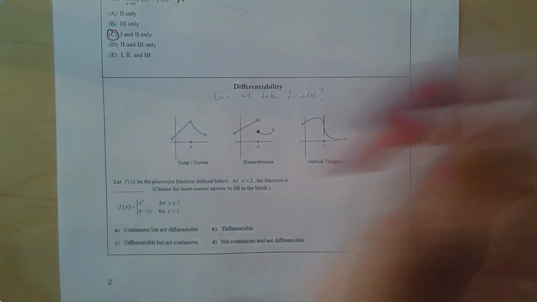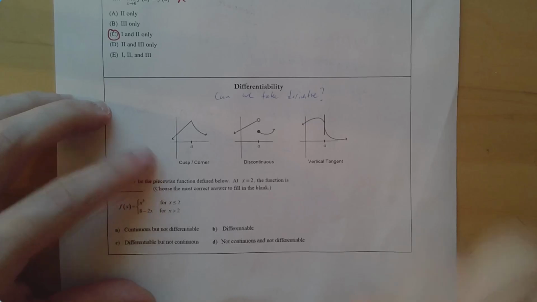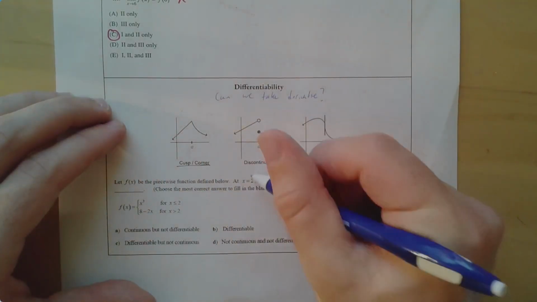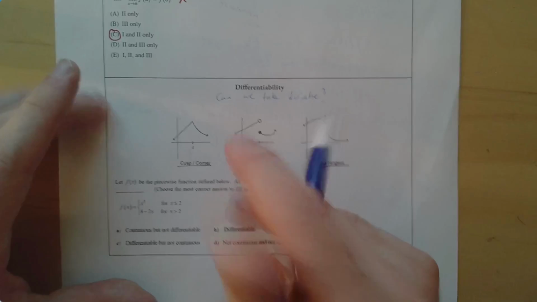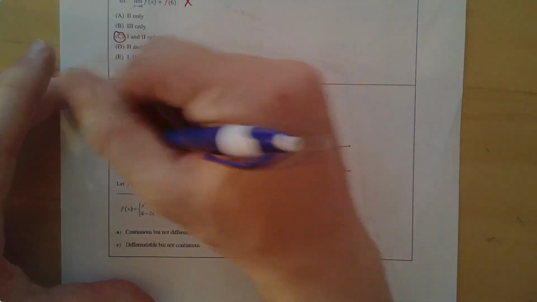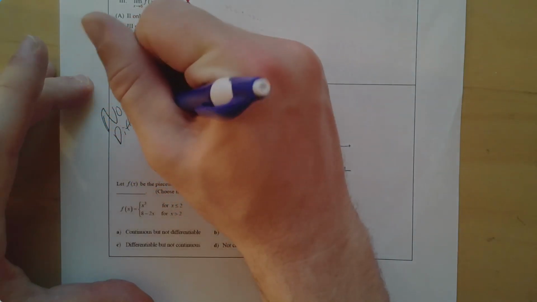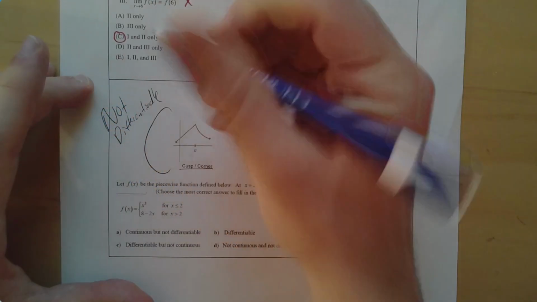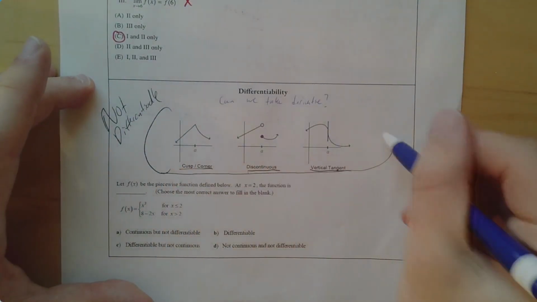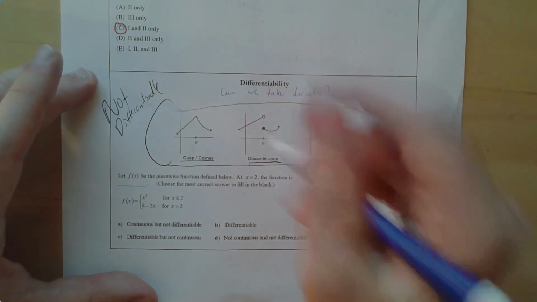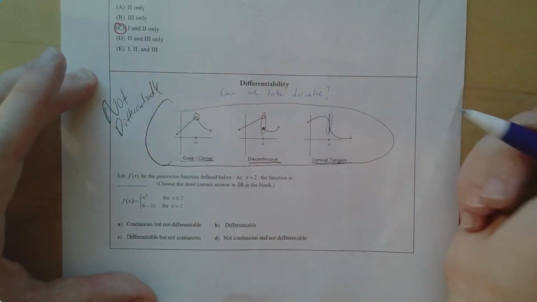So you cannot at these points. At a cusp, at a corner, you cannot. When it's discontinuous, you cannot. And when it's a vertical tangent, you cannot. These are not differentiable, right? Be sure that's clear. All these are not differentiable. Points, like specifically here, here and here. That's where it's not differentiable.